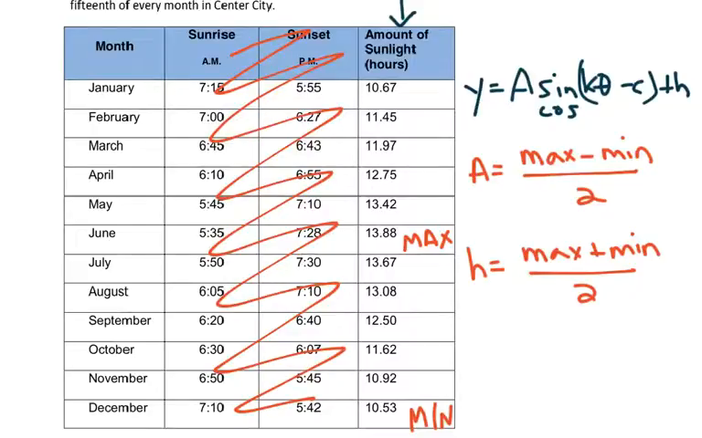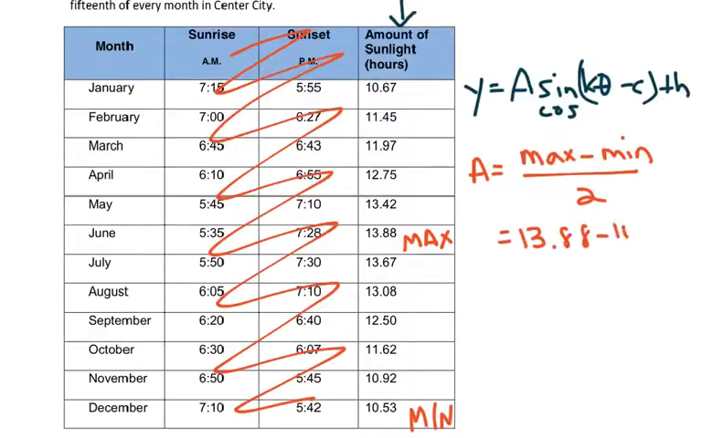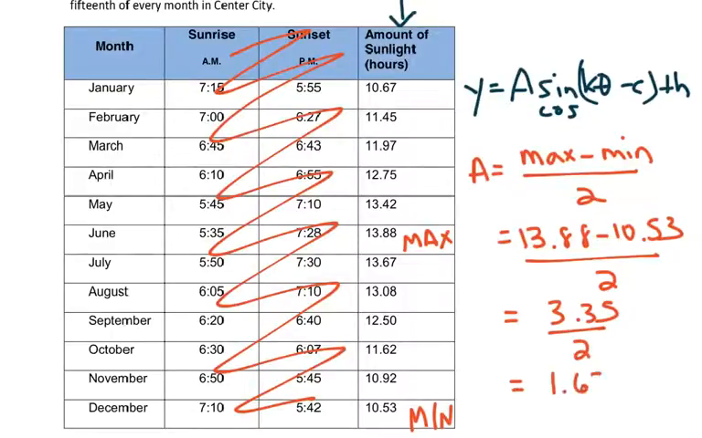So let's find the amplitude and the vertical shift. For the amplitude, I'm going to get rid of this for a minute. It's going to be 13.88 minus 10.53 divided by 2. So that's going to be 3.35 divided by 2, which is going to give me about 1.675. So there's my amplitude, so I know what to plug in for A.